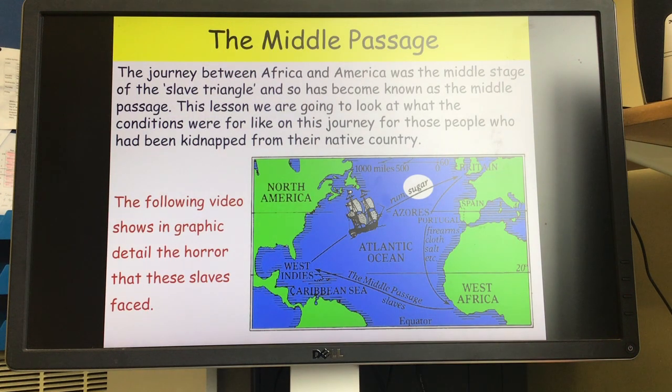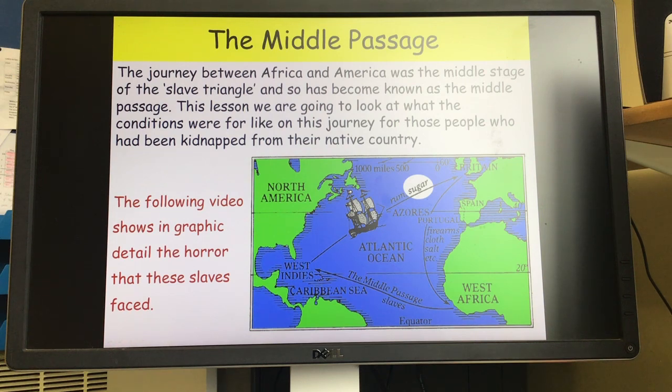Now, I'm just going to show you a video which just gives you a bit more information about this section here, and that's the main aim of the lesson, to look at this journey between Africa and the Americas, or the West Indies or the Caribbean. And it's called the middle stage, the Middle Passage, because it's the centre of the triangle.